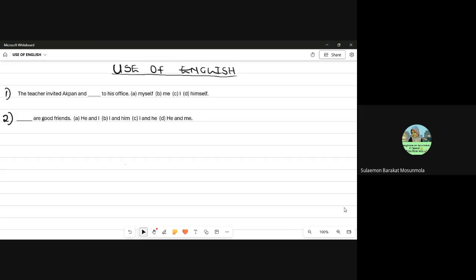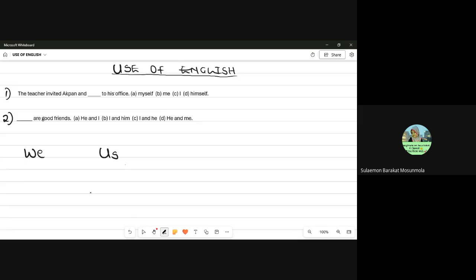The first question reads, the teacher invited Akpan and Dash to his office. Now, in the last class, I gave us a rule for this. I said, when you want to answer a question on arrangement of personal pronouns, you take these two personal pronouns, we and us. Remember, we are dealing with plurals now, not just a single person. We are dealing with two.